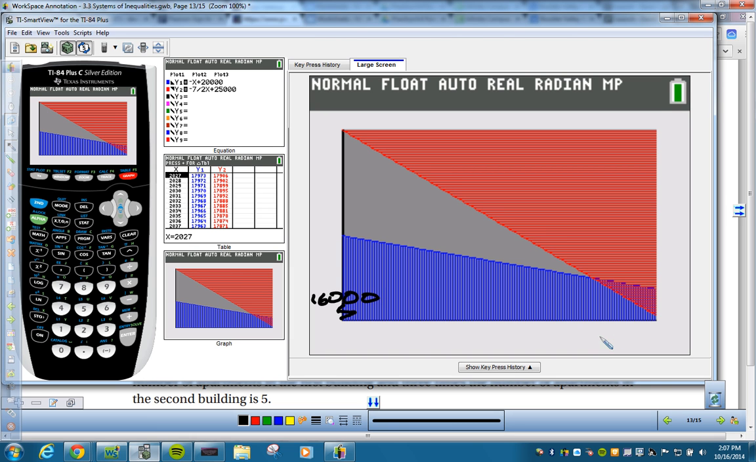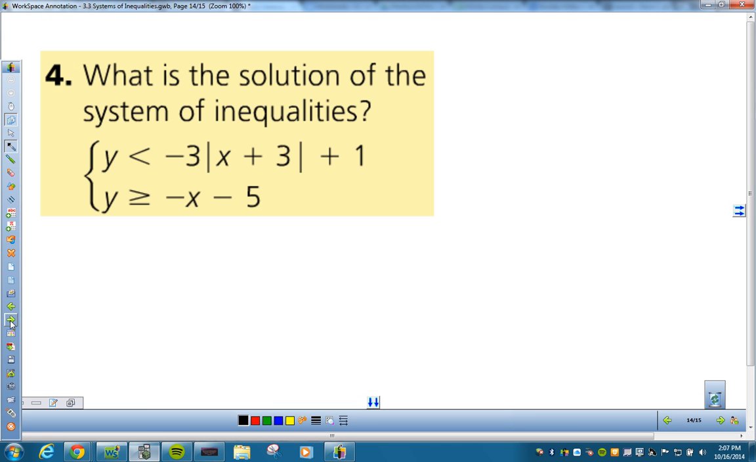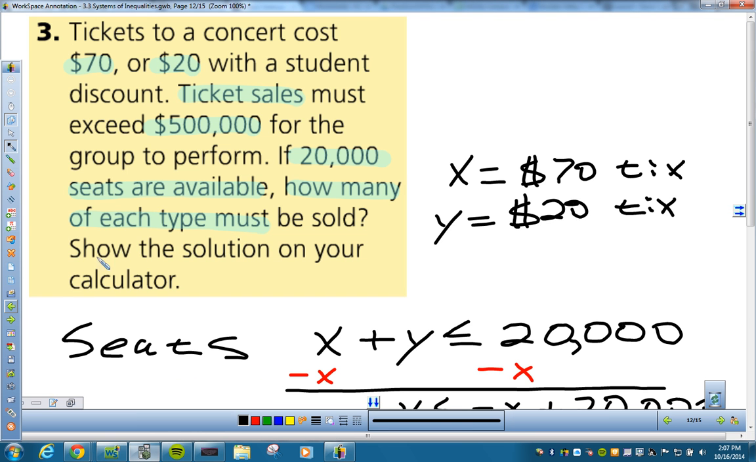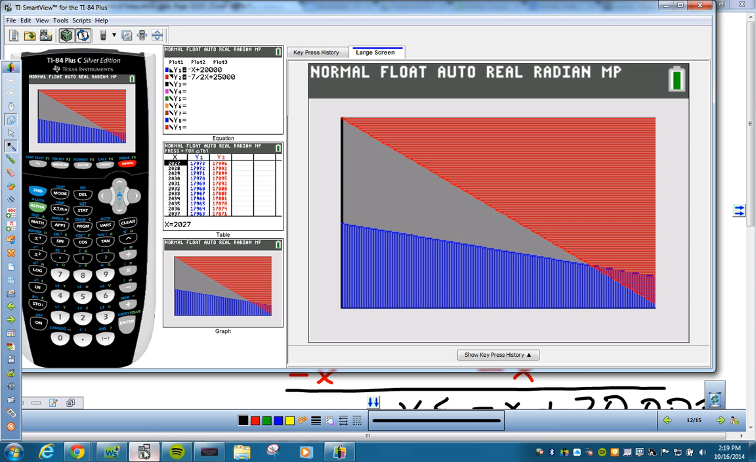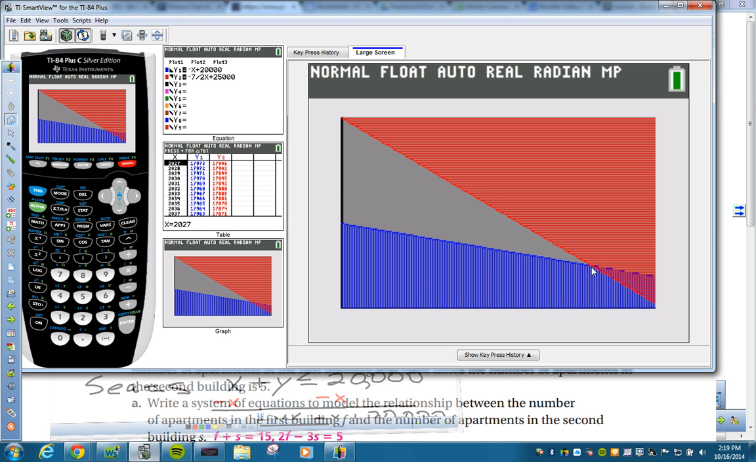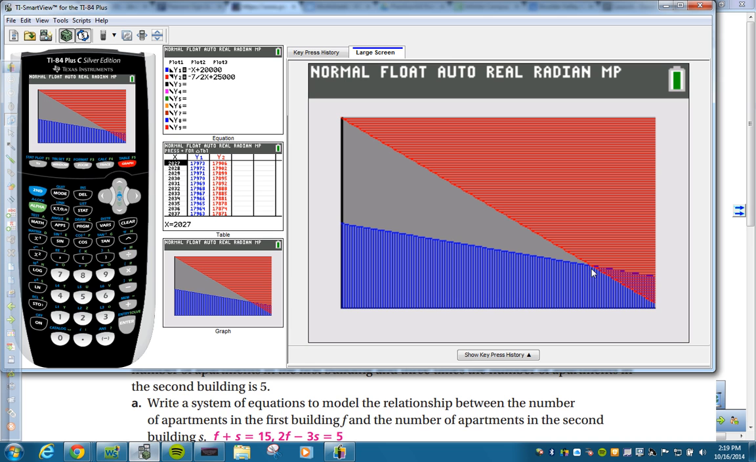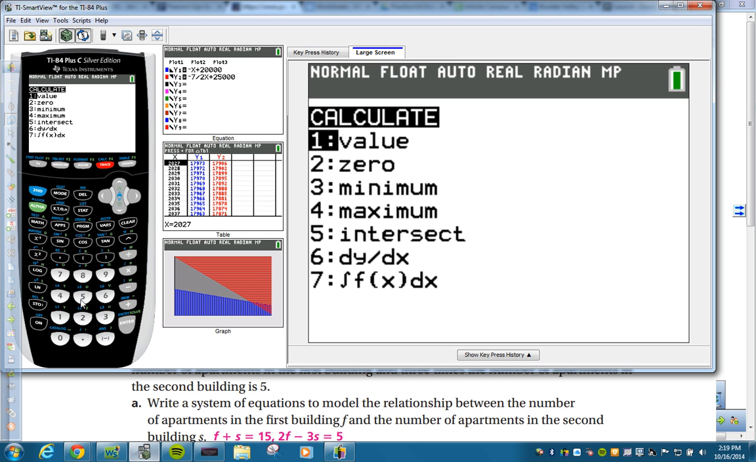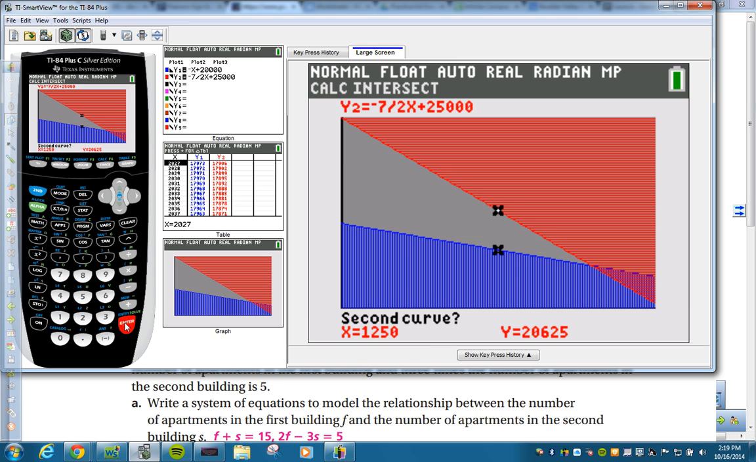Okay? So this problem asked us, back here, it asked us to show the solution on your calculator. I just want to show you how to get the solution. You already know how to do this. If we do second trace intersect, enter 3 times. So second trace is right here. Second trace intersect is number 5. And then just go enter, enter, enter. So $2,070 seats and 18,000 student seats. So this was the $70.